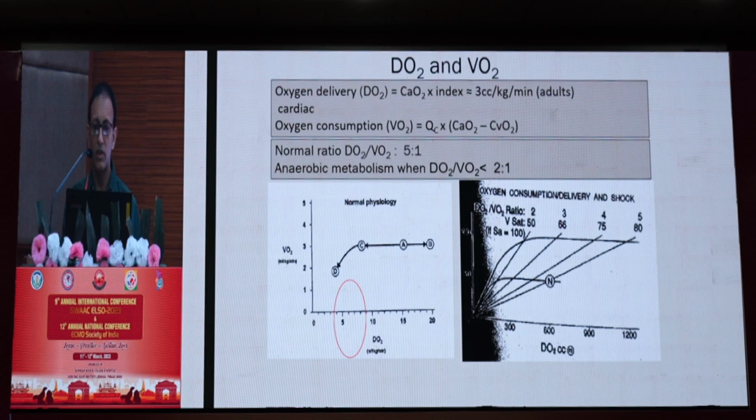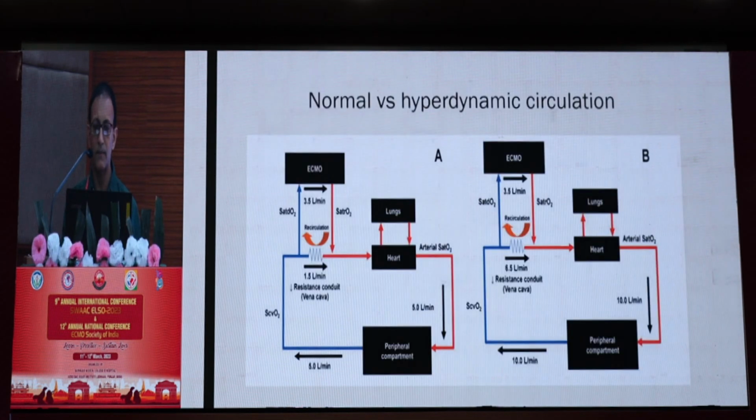Then I don't need to talk about this. So this is an interesting slide. I found that if the cardiac output is around 5 liters, 3.5 liters goes into the ECMO, and 1.5 is out of ECMO in the patient.